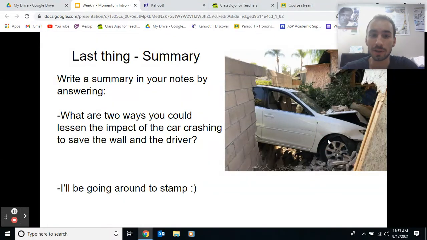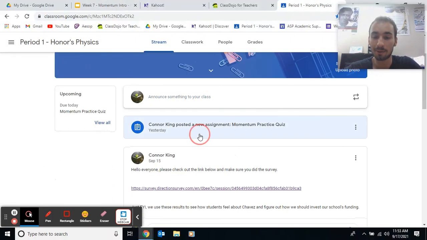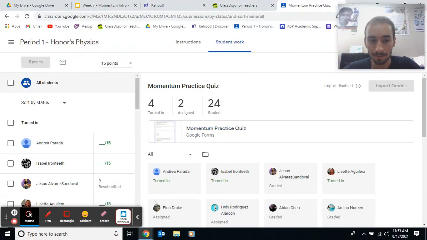Last thing in your notes, please write, what are two ways you could lessen the impact of the car crashing to save the wall and the driver? That's the last thing. Before you go, please take this momentum practice quiz.